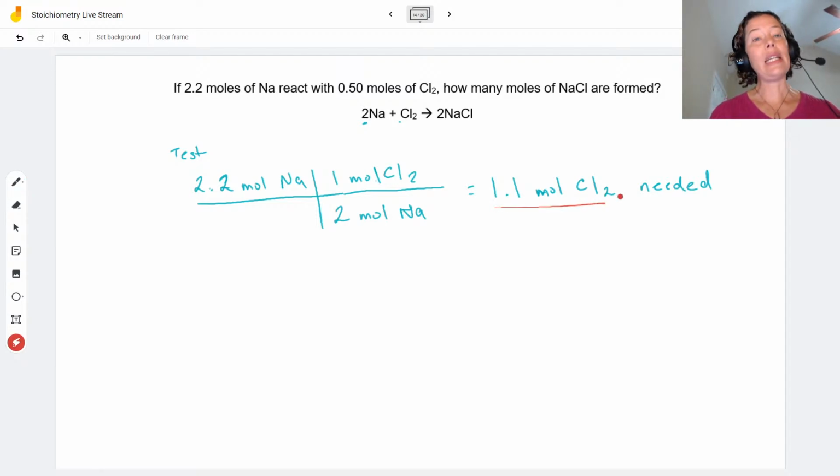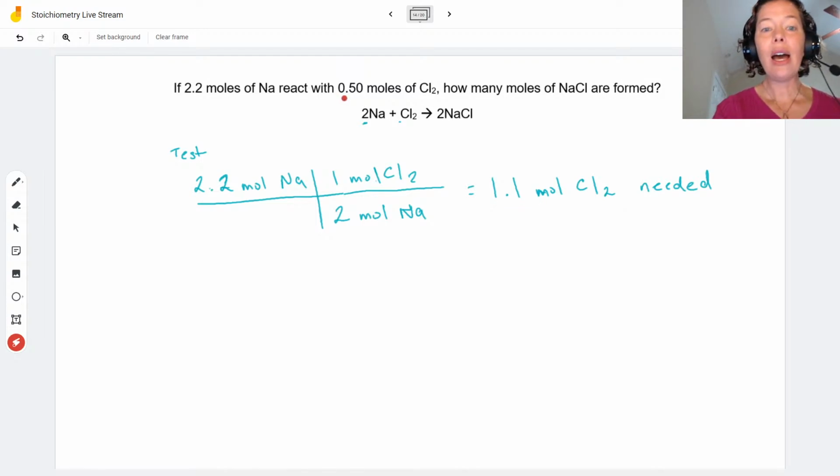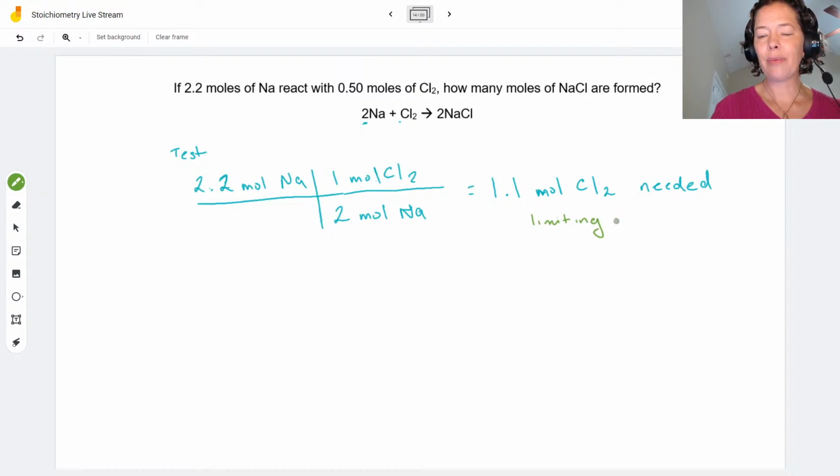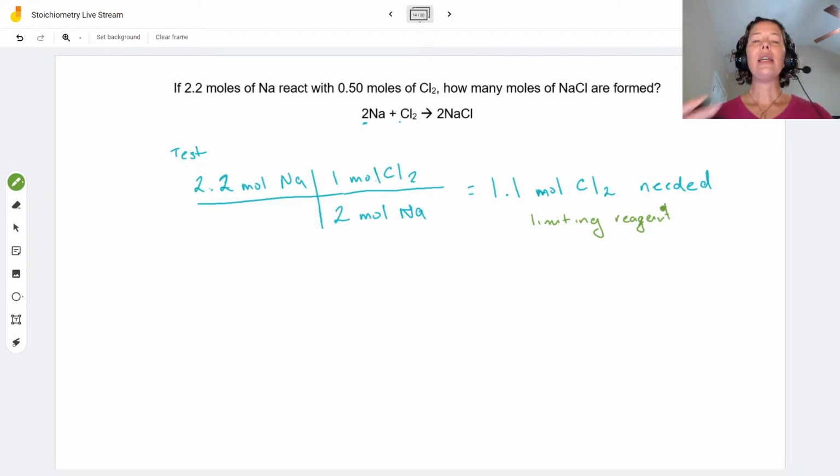But now that I know I need 1.1 moles of chlorine, I need to go back to the problem and ask, how much chlorine do I actually have? I know I need 1.1 moles, but how much do I actually have? Well, I only have 0.5 moles. I don't have enough. I am going to run out before the sodium is out. So that means chlorine, let's put this in a different color, chlorine is our limiting reagent. It is going to limit how much product we can form.